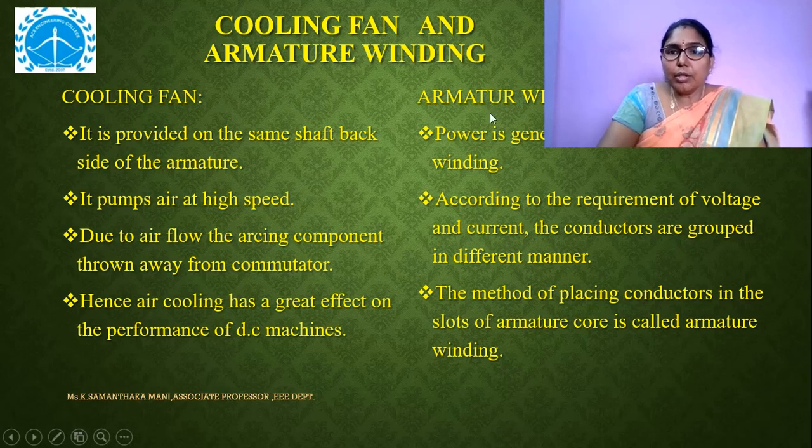Right. So coming to the armature winding, this armature winding is a key part where the generation of the voltage is done in the DC generator. Power is generated in this armature winding, and according to the requirement of the voltage and current, the conductors are grouped in different manners. According to the size of the DC generator, the armature winding will be wound. The method of placing the conductors in the slots of the armature core is called armature winding.